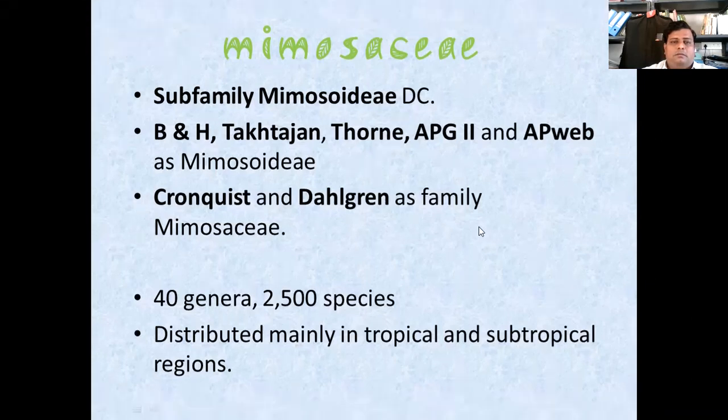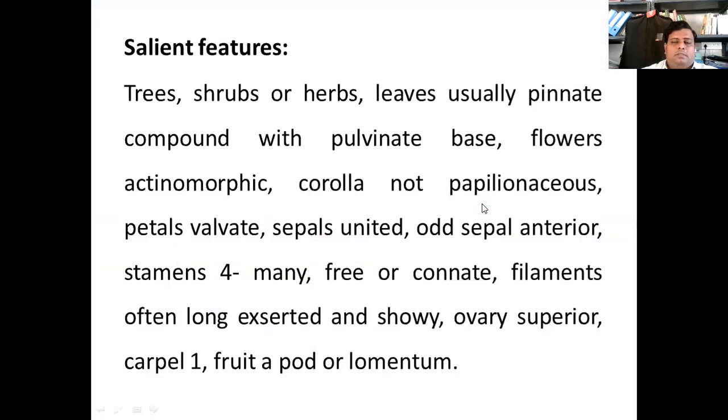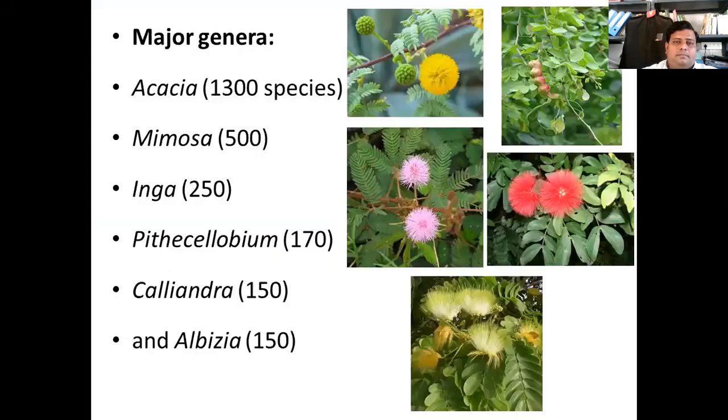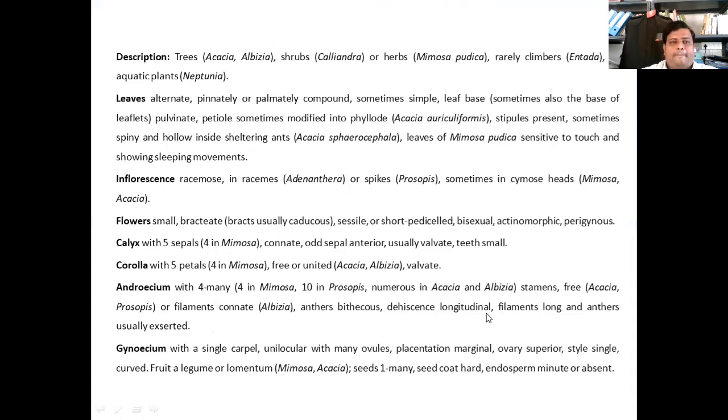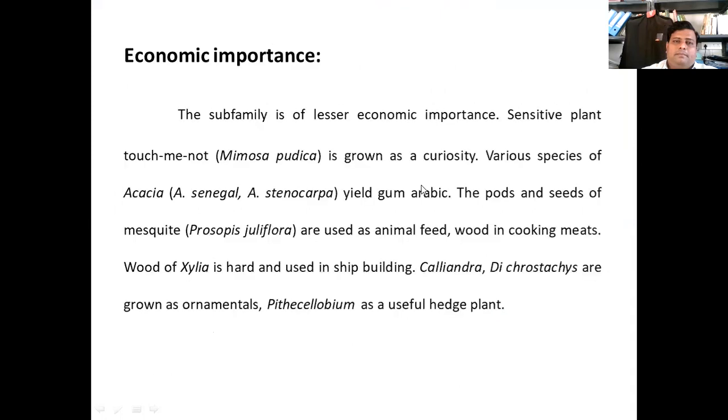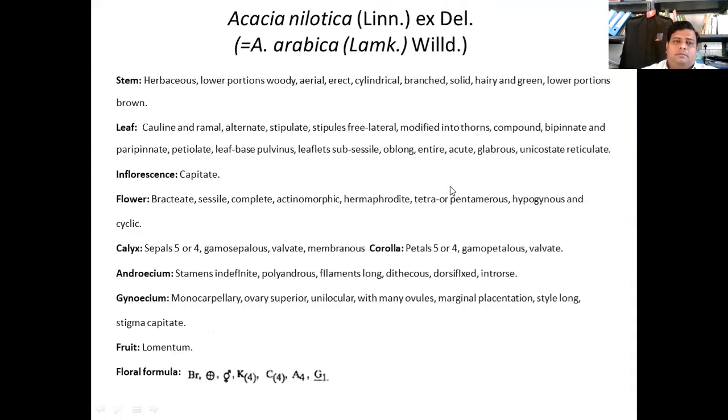So you can see here, these are the salient features that we already discussed. Major genera, this is the Acacia plant. This is Pithecellobium dulce, Vilayati chinch. Its botanical name is Pithecellobium dulce. Its family is Mimosaceae. This is the touch-me-not plant. This is the Calliandra, and this is Albizia lebbeck flowers. Here is the description that we already discussed of this family, economic importance.